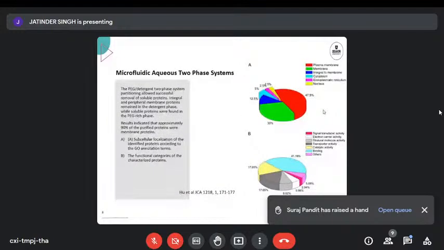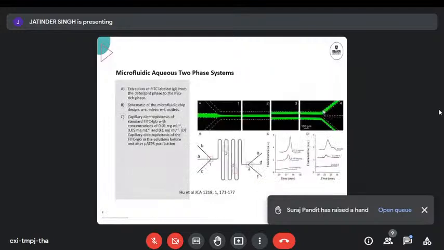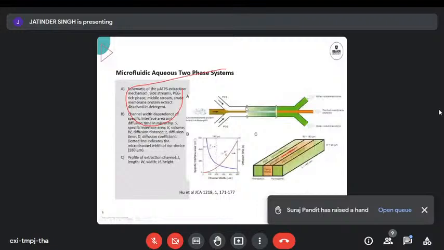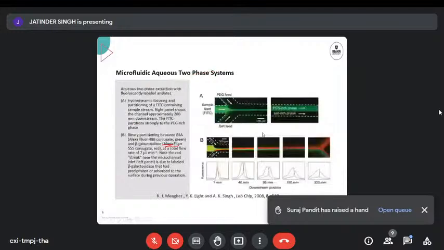These ones have two PEG flows and one organic. So this doesn't have a salt gradient in there. The other one had a salt gradient, probably because there was no organic phase here, to enhance the salting out effect, is what I suspect.